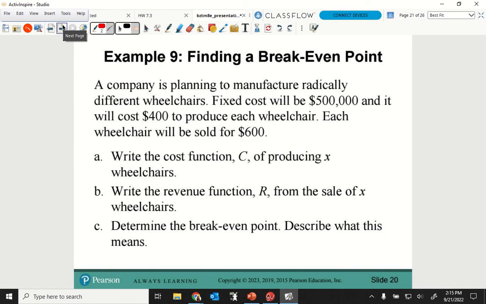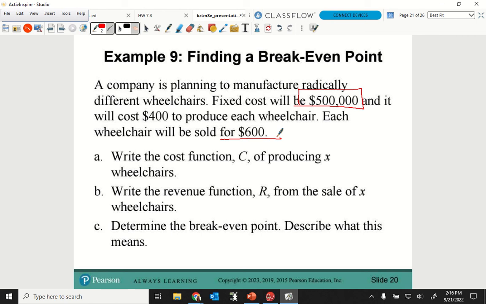So a company is planning to manufacture radically different wheelchairs. Fixed costs will be $500,000. So the fixed cost is going to be the cost of buying the building, buying the tools, hiring all the employees to make sure that you're able to even build. Before you even build one, you have to have all those. So that's going to be my fixed cost right there. And it will cost $400 to produce each wheelchair. Each wheelchair will be sold for $600.